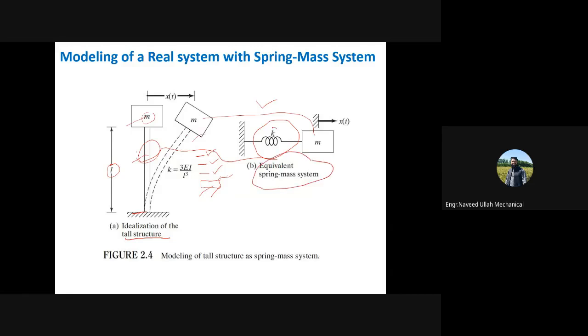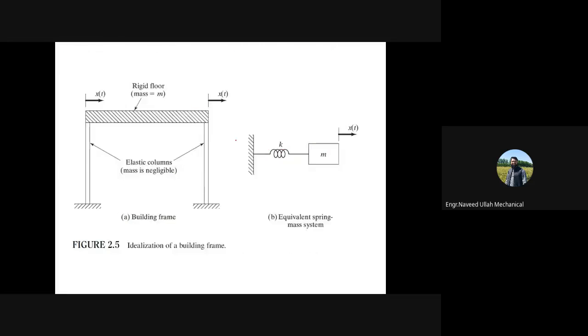ठीक है, अब रिमेंबर दिस k इज एक्चुअली विल बी k ऑफ दिस बार, जो कि क्या है 3EI/L³ है। ठीक है, और मास क्या होगा, दिस विल बी द मास ऑफ दिस ओरिजिनल स्ट्रक्चर। ठीक है, so this is actually modeling of a real system with spring mass system. Same is the case for this building frame also.